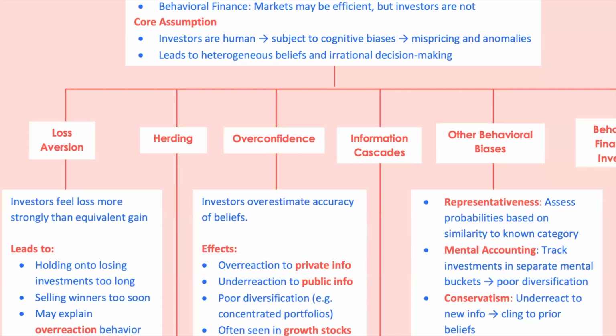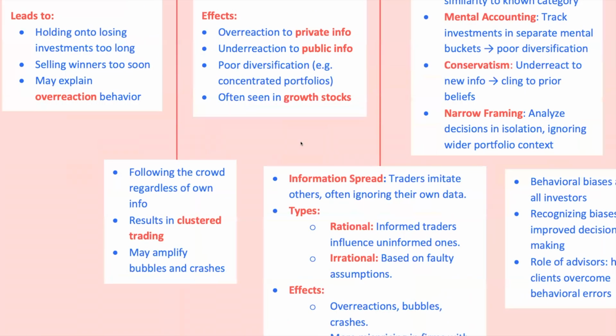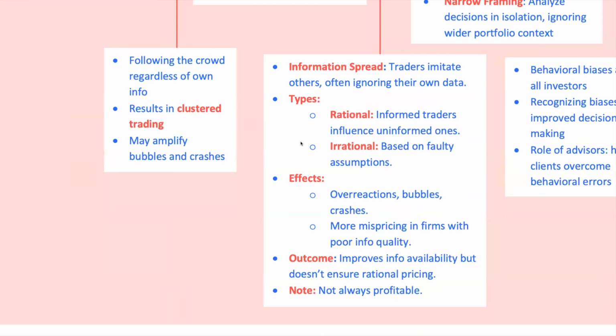Imagine this. Someone tweets that a company is about to be acquired. There's no official news, but the stock jumps 20% in a few hours. Why? Because the first few traders buy based on the rumor, the next group sees the price rising and joins in. And before you know it, everyone's trading based on what everyone else seems to know. No one stops to ask, wait, is this even true?